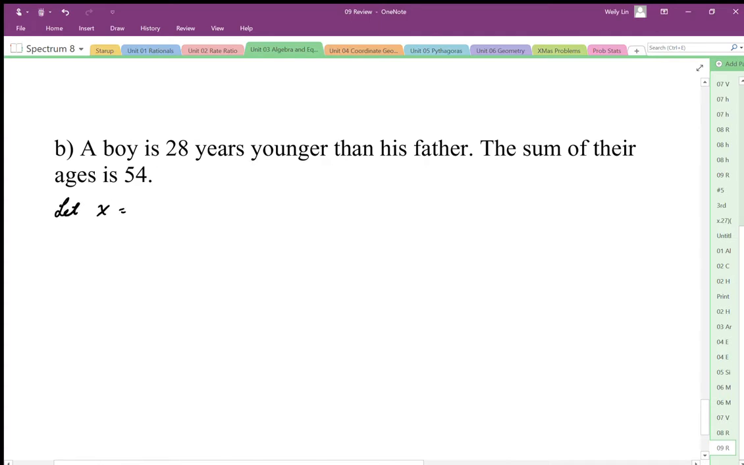So we're going to let x equal... we're looking for ages. So we're either going to let x be the boy's age or the father's age. I'm going to let x be the boy's age. Make sure you're clear that it's the age that we're looking for. And to describe the father's age, we're just going to add 28 to the x.